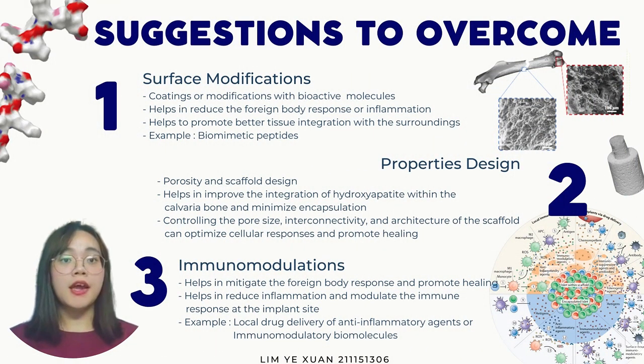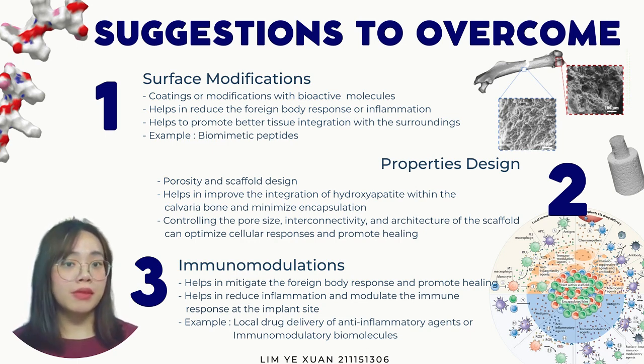Hi, I'm Ishan, and there are 3 suggestions that can help in overcoming the problems. The first suggestion is surface modification, such as coating or modification with bioactive molecules. Modifying the surface of the hydroxyapatite granules can help reduce the foreign body response or inflammation, and also promote better tissue integration with the surroundings. For example, we can coat the granules using biomimetic peptides, which can enhance the biocompatibility of the material and the specific cell interactions.